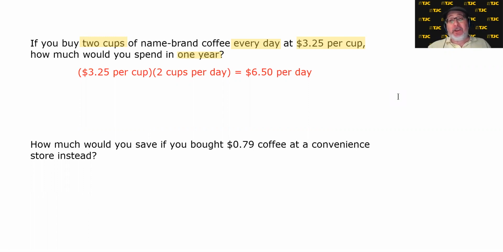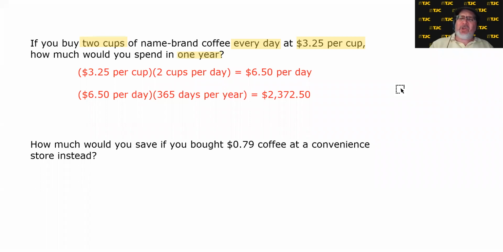But how much will we spend in a year? We have an exact conversion between days and years. 1 year is 365 days. Since we're going from a smaller time frame, a day, to a bigger time frame, an entire year, we multiply. $6.50 per day times 365 days per year, how much do you think that is? $6.50 per day times 365 days per year is $2,372.50 per year.